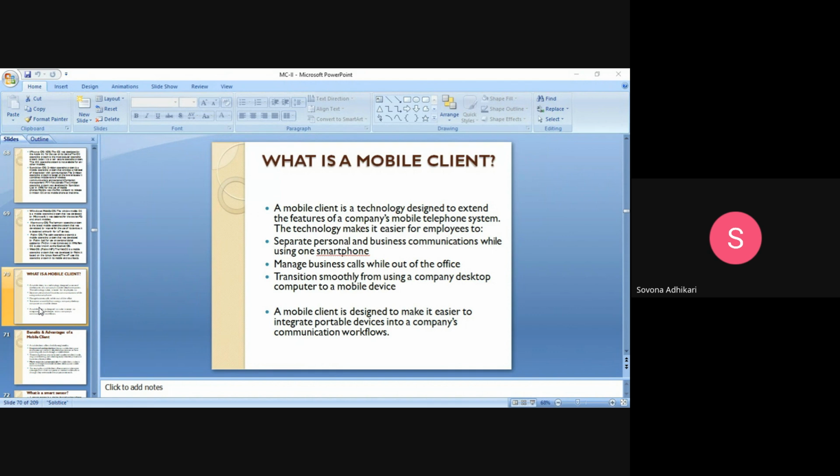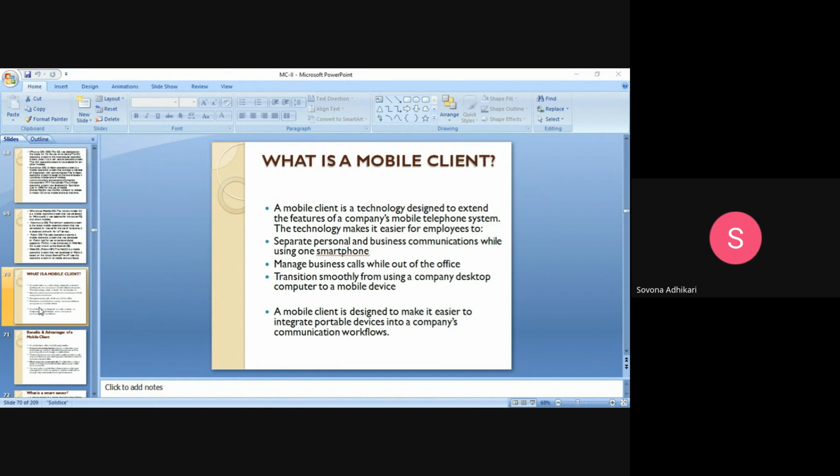The first function is to separate personal and business communication while using one smartphone. Suppose you have one smartphone, one device. So it separates the personal and business communication. Manage business calls while out of the office.